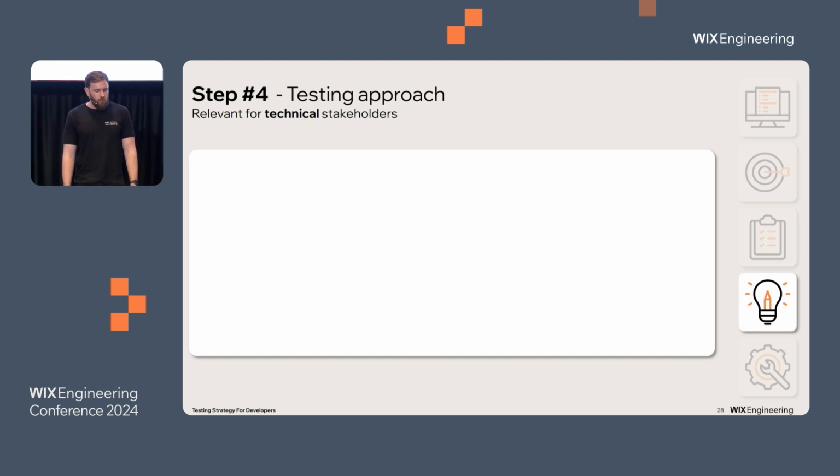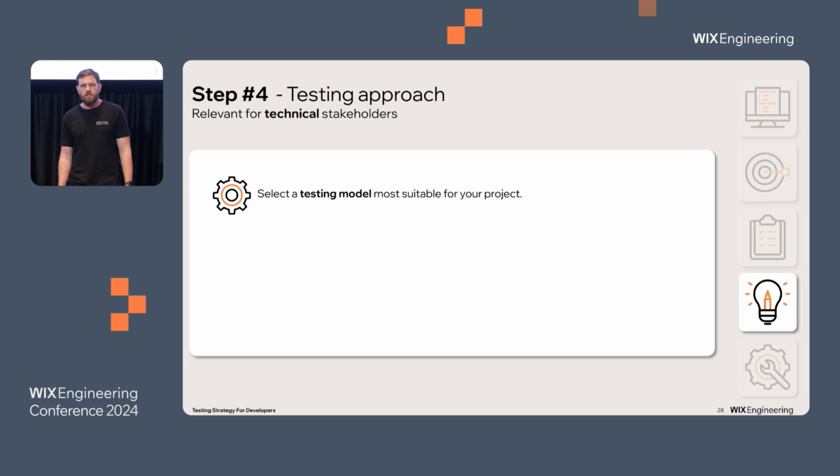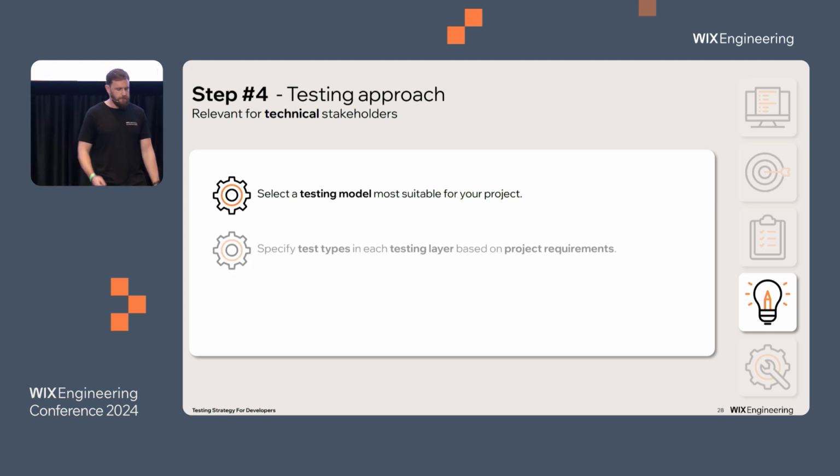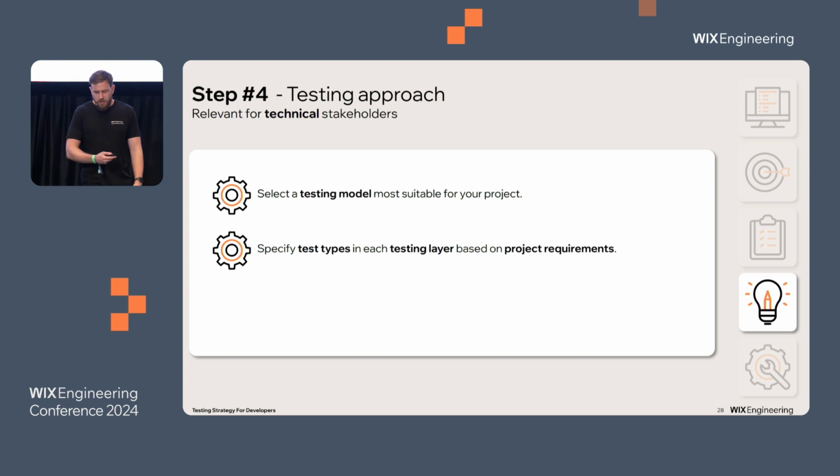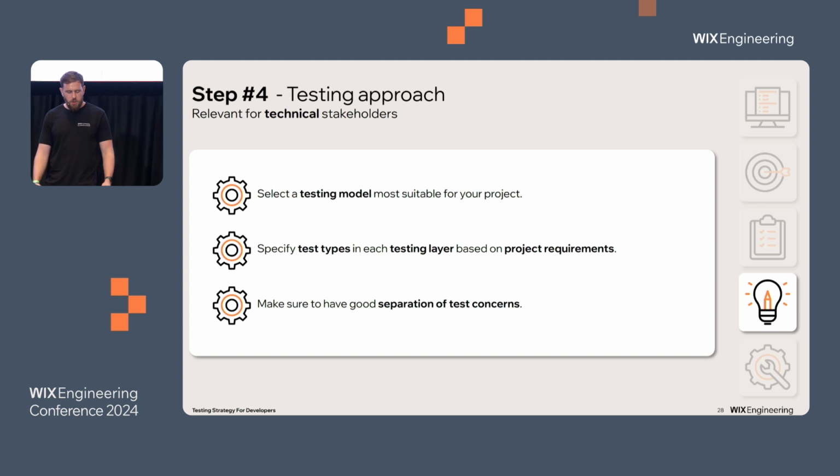So step 4, now when we understand what we want to test and what our testing layers are, is to understand what our testing approach is. So we will first select a known testing model that's most suitable for our project. We will select in each layer which test types we want to perform based on our business requirements. And we will make sure we have good test separation of concerns. So what is a good test separation of concerns?